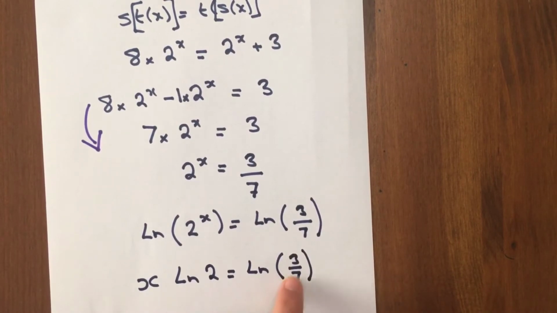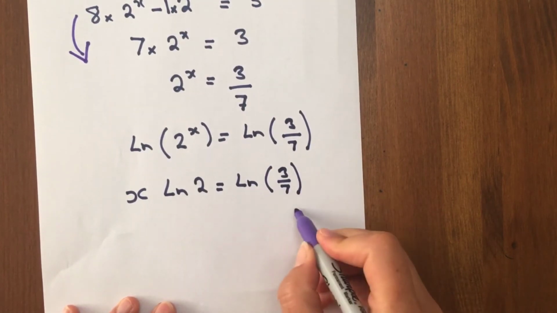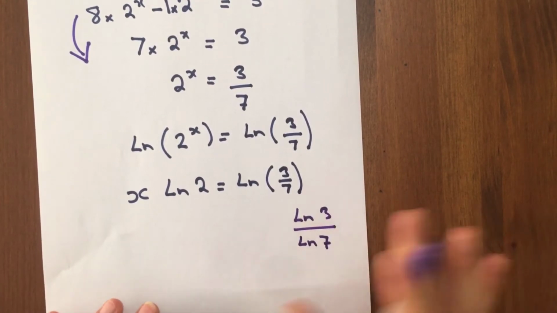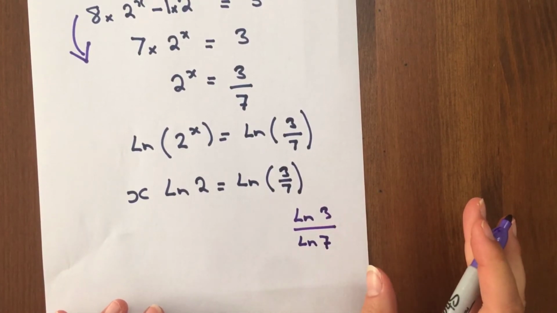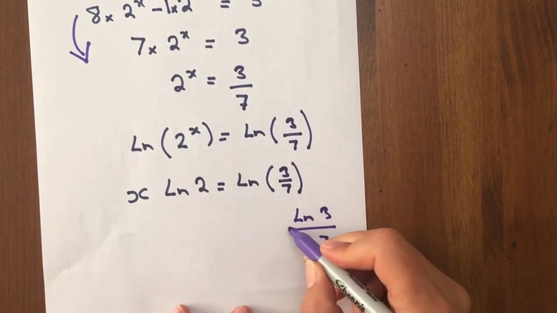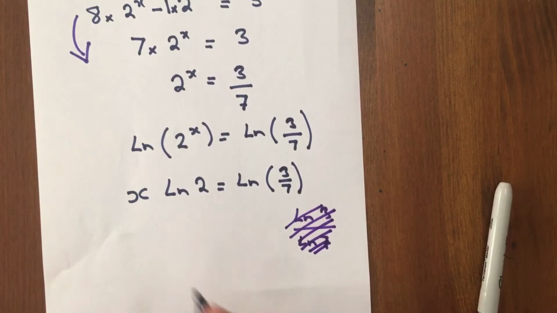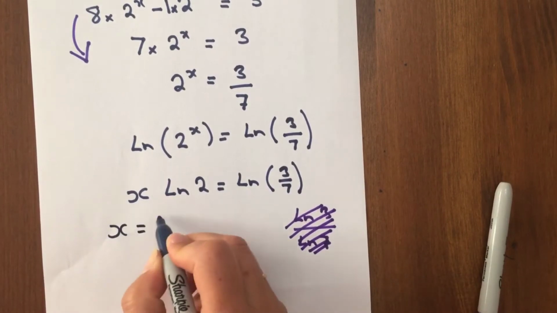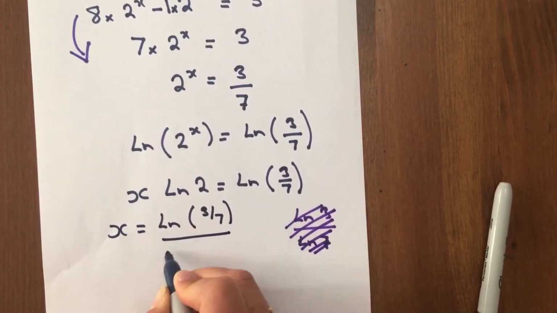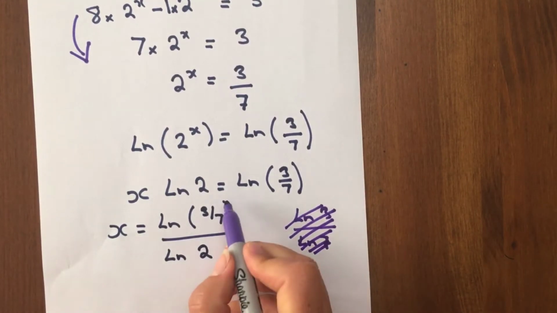By the way, this ln 3 over 7, some of you may think this is ln 3 over ln 7. That is not correct, okay? That is not true. Right, so please be careful, that's not true. Right, so what will my x equal? My x will equal ln 3 over 7 divided by ln of 2. And that is your answer.